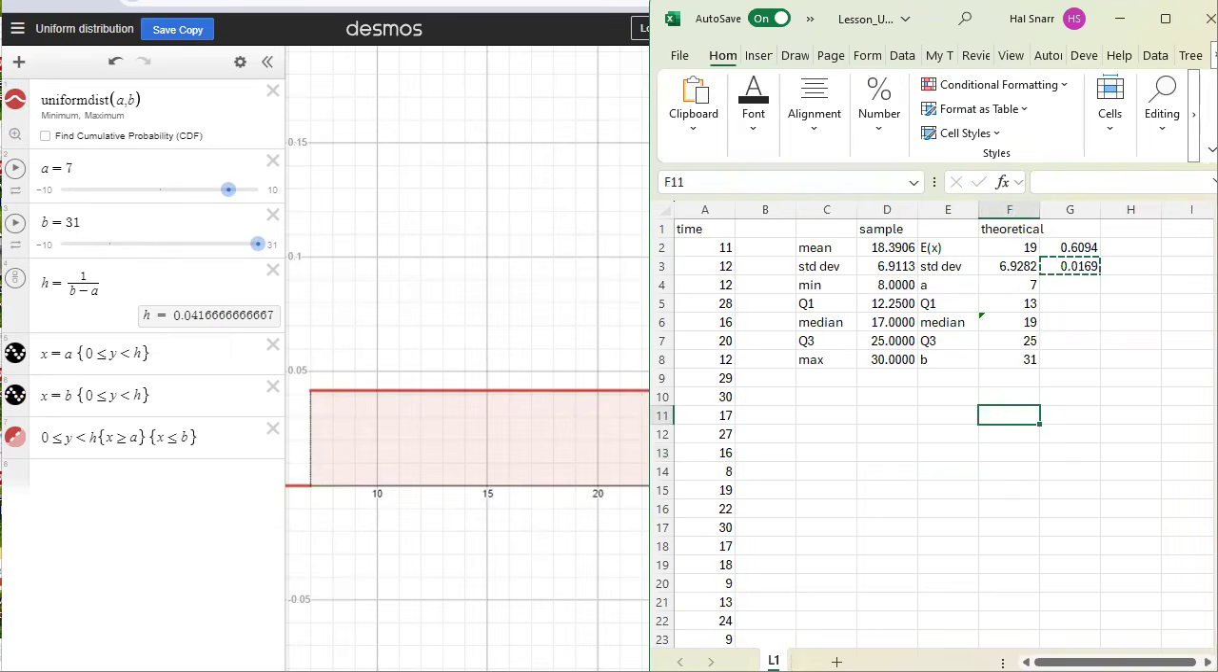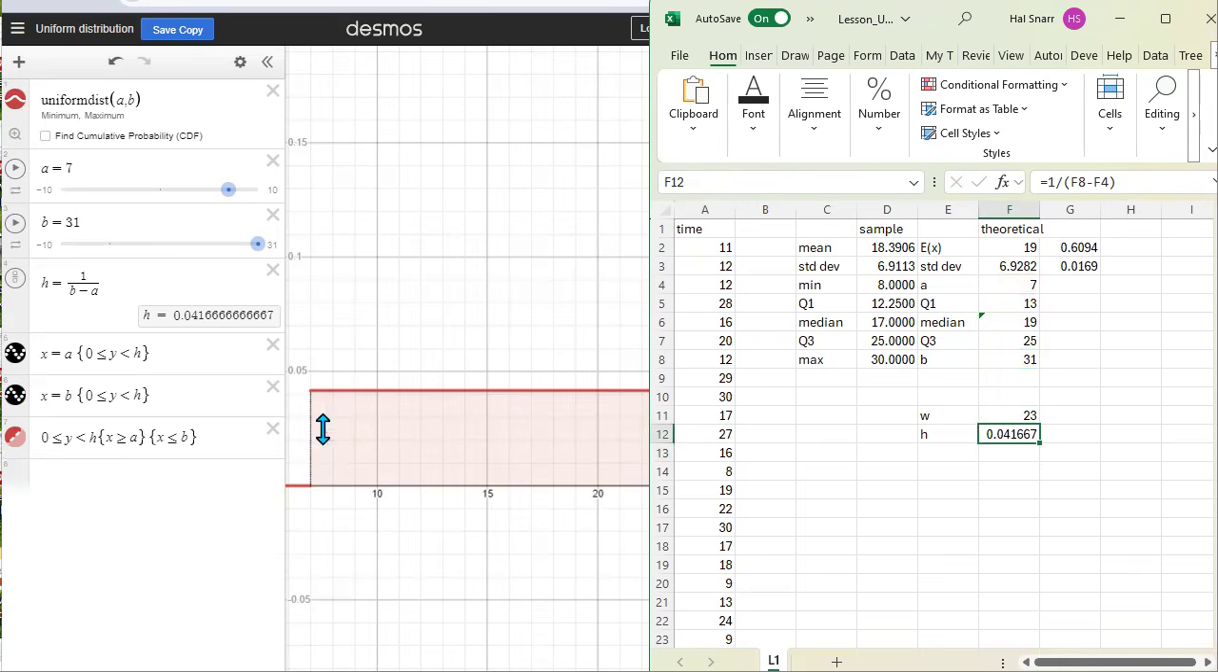So we got 30 minus 7. We're going to use some geometry principles here. This is the width of the box, and this is the height of the box. The height is 1 over B minus A. So we're doing the theoretical. The B is 31, and the A is 7.